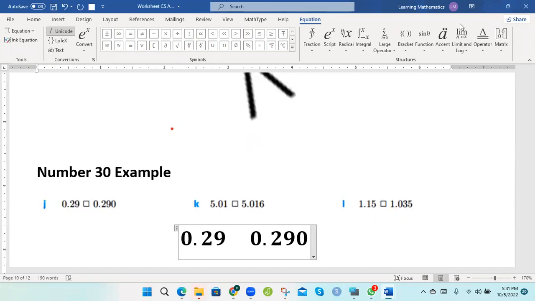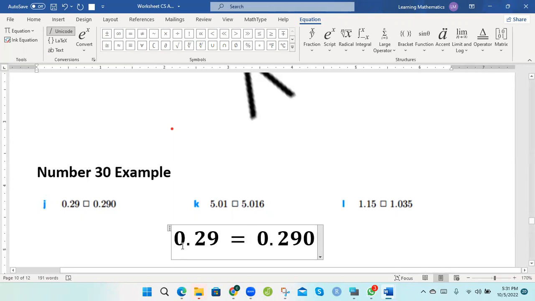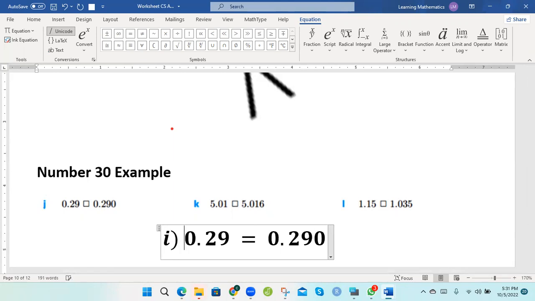0.290. Oh, well, 0.29 is equal to 0.290. So this is not an example of inequality. So let's do A.